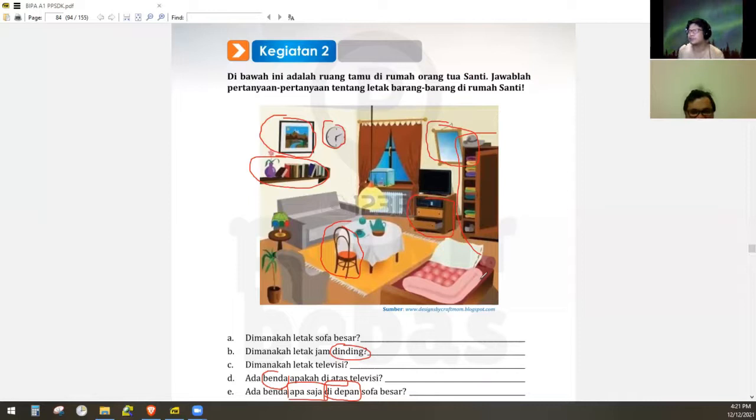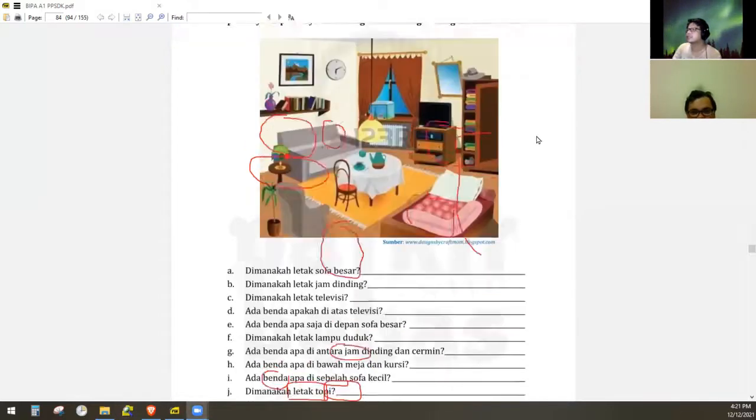Okay, so you can say: Ada kursi, ada meja, ada karpet di depan sofa besar. Can you repeat that? Ada meja, ada kursi, ada karpet di depan sofa besar. Okay, perfect. Okay, what is this? Okay, I have to clear.